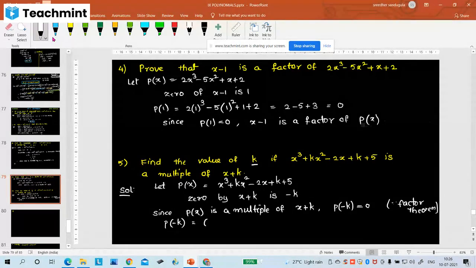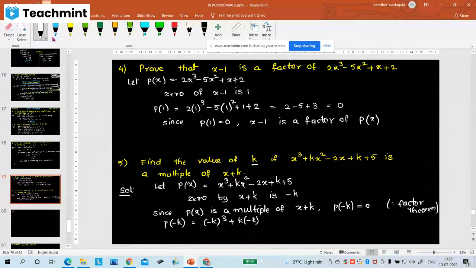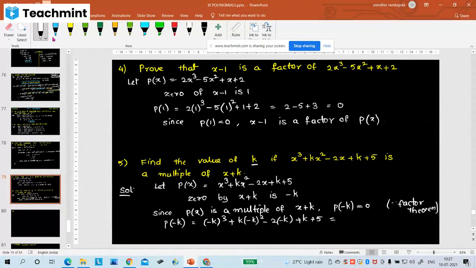Wherever x is there, you substitute minus k. So x cube means minus k whole cube, plus k x square, in the place of x, again minus k whole square, minus 2 into x, in the place of x minus k, plus k plus 5. That equals 0. Why should we take 0? Do we have the right to take 0? Yes, because it is given that P of x is a multiple of x plus k in the question. That means the remainder must be 0.